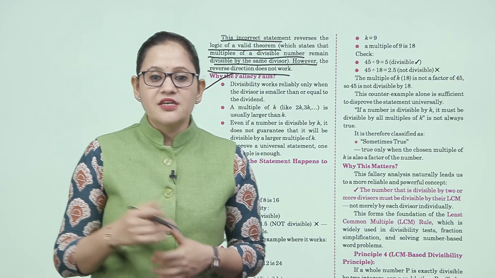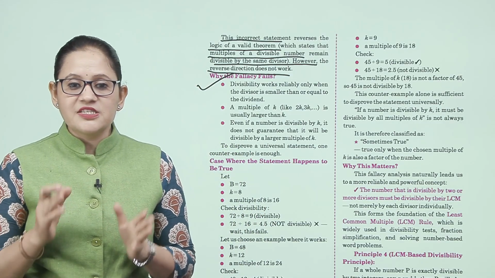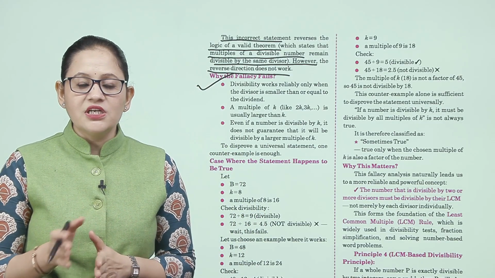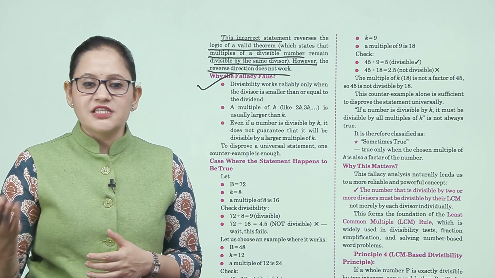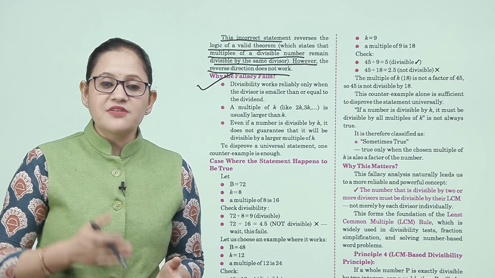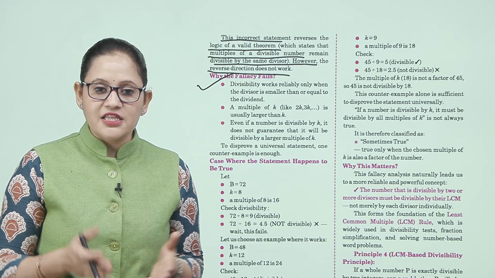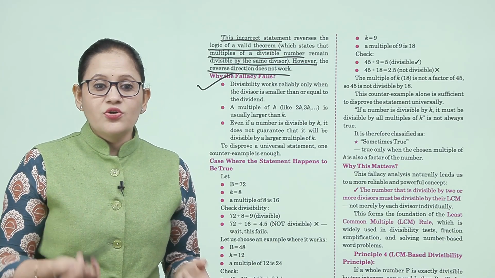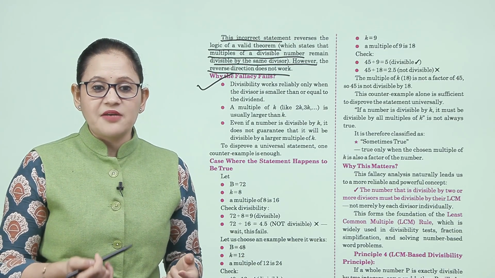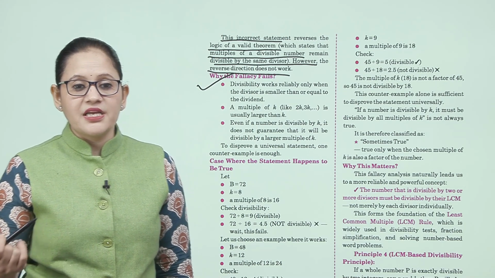Divisibility works reliably only when the divisor is smaller than or equal to the dividend. The multiple of k is usually larger than k. Even if a number is divisible by k, it does not guarantee that it will be divisible by the larger multiples of k also. To disprove the universal statement, one counterexample is enough.